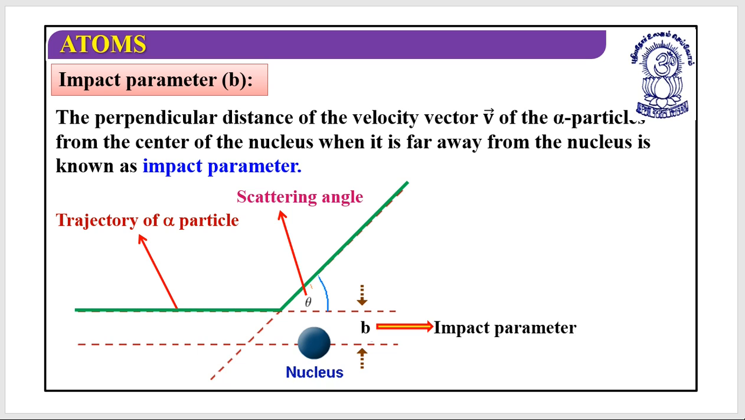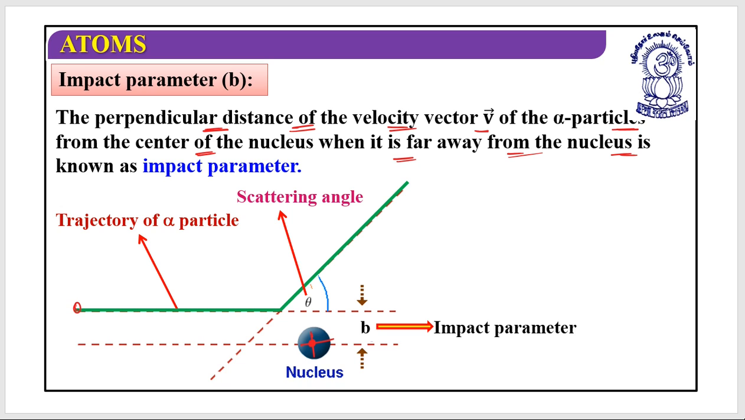Now let's discuss the impact parameter, another very important aspect of Rutherford's experiment. He said that the perpendicular distance of the velocity vector v of the alpha particle from the center of the nucleus, when it is far away from the nucleus, is known as the impact parameter. Let's understand that this is the nucleus and this is its center.